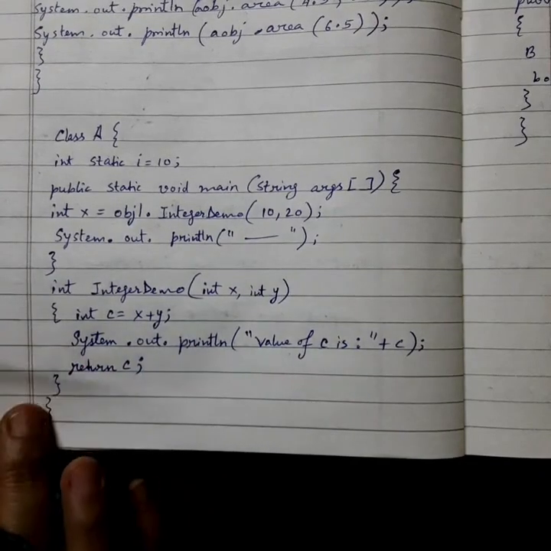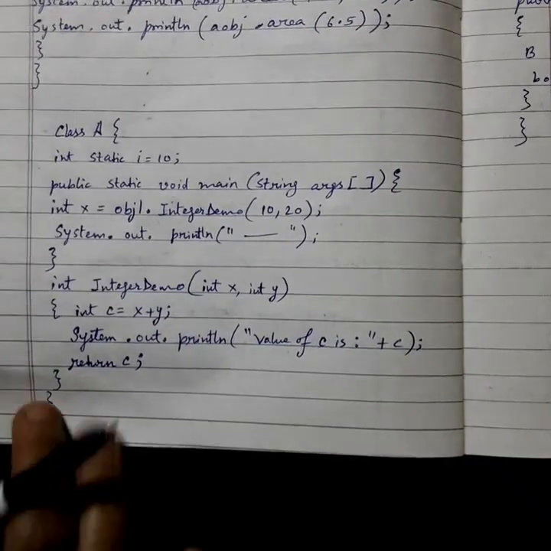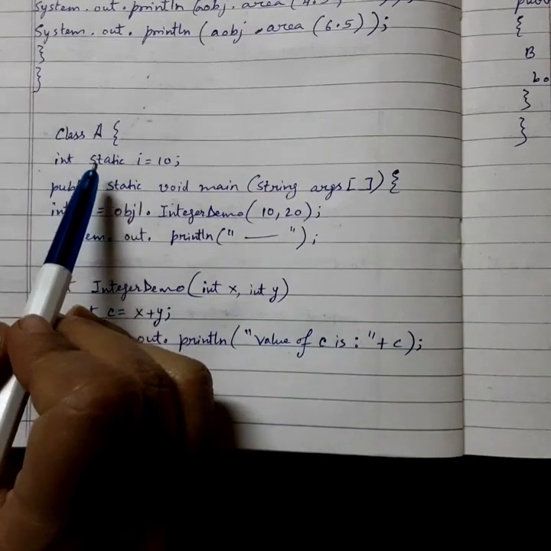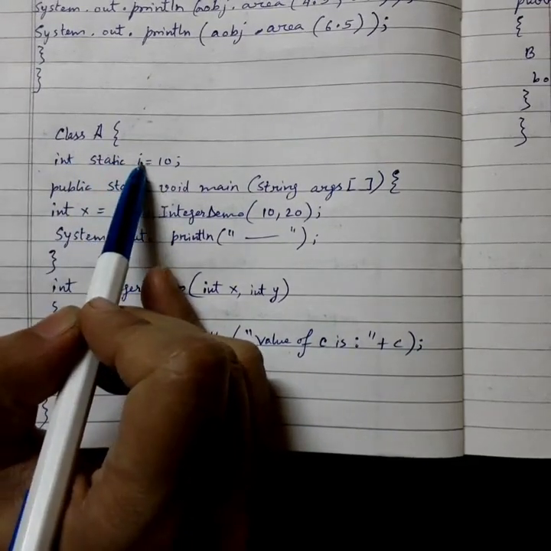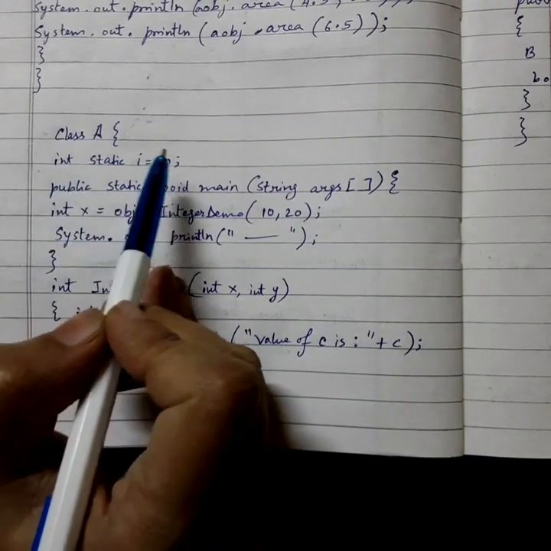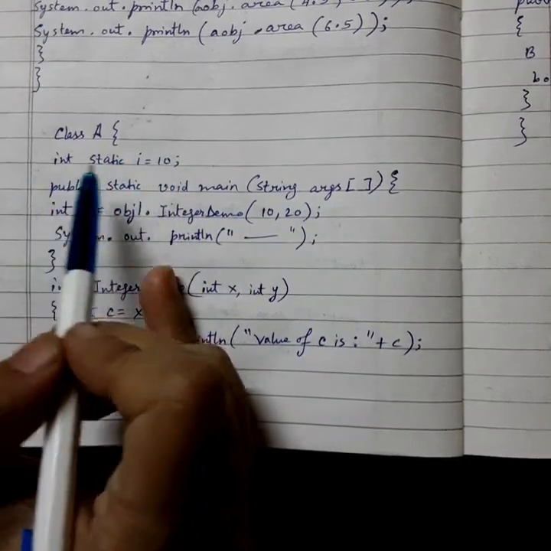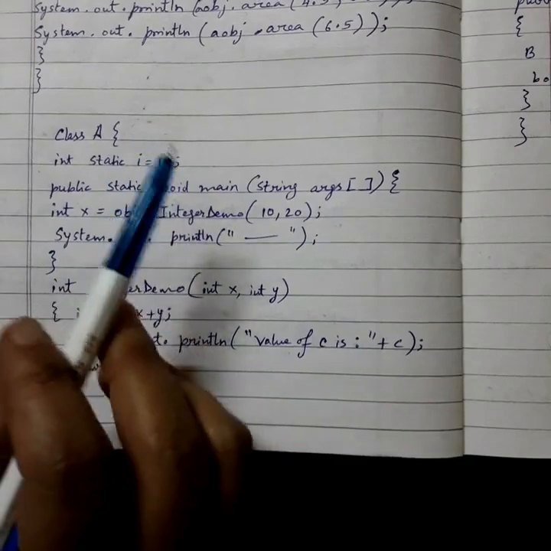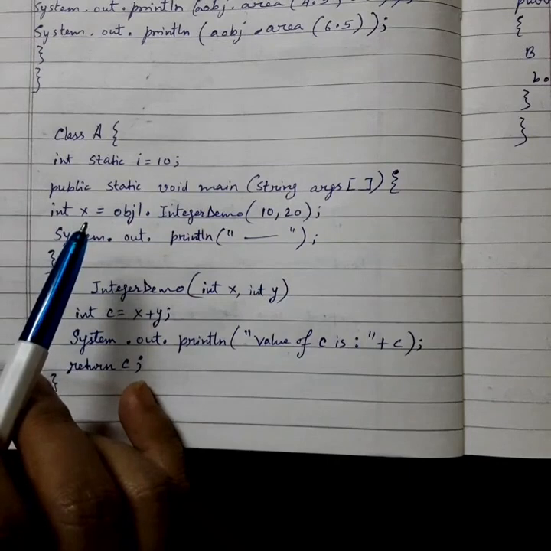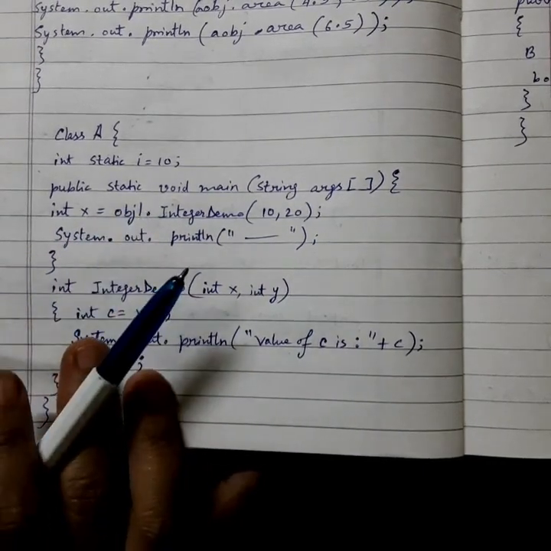Okay, so as you can see here, in the last couple of videos I had been talking about this piece of code wherein we have got a variable I, which is static, of data type int, whose value has been assigned 10. This is a piece of data. This is the main method, and we need to create an object of A.